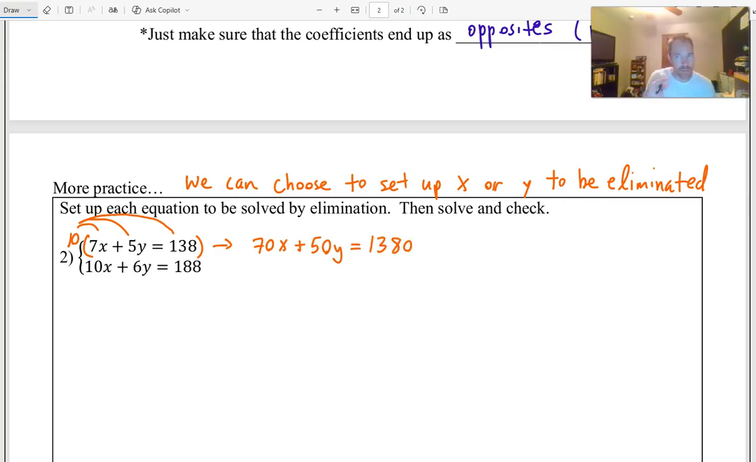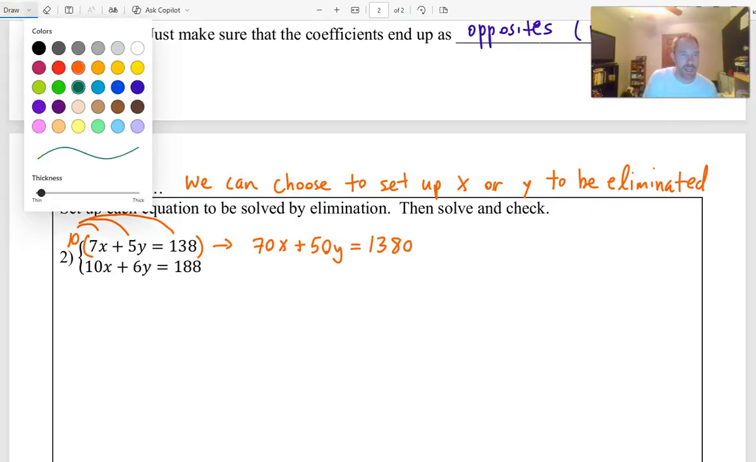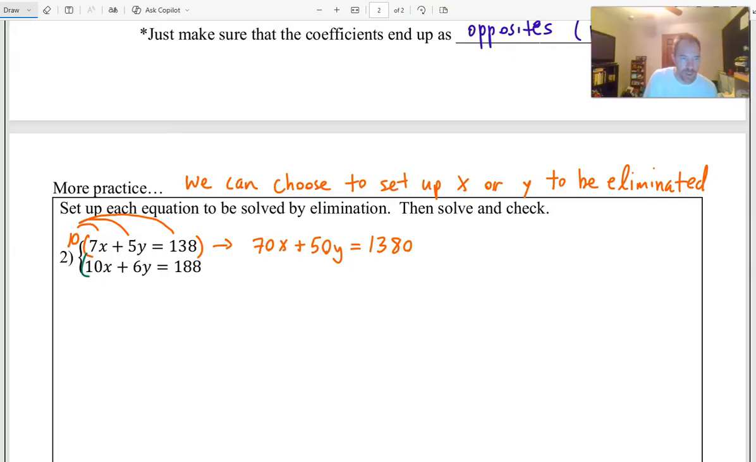Remember that we want one coefficient to be positive, one to be negative. They need to be opposites. So when I do my multiplication for the second equation, right now it's a positive 10. If I multiplied by 7, I'd get 70x. I go, ooh, no, I want one of them to be positive 70, the other to be negative. I go, ooh, that's easy. Just make that a negative 7. Negative 7 times 10x will be negative 70x. There we go. There's my opposite coefficients, but I've got to keep going here.